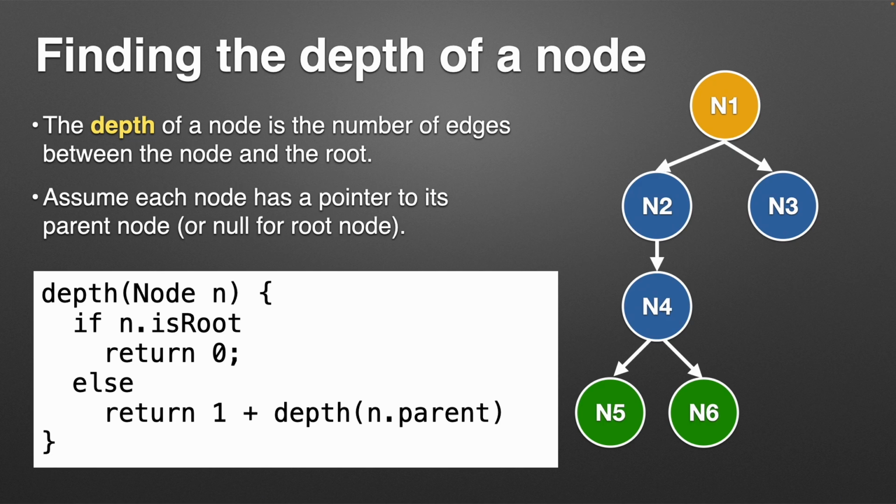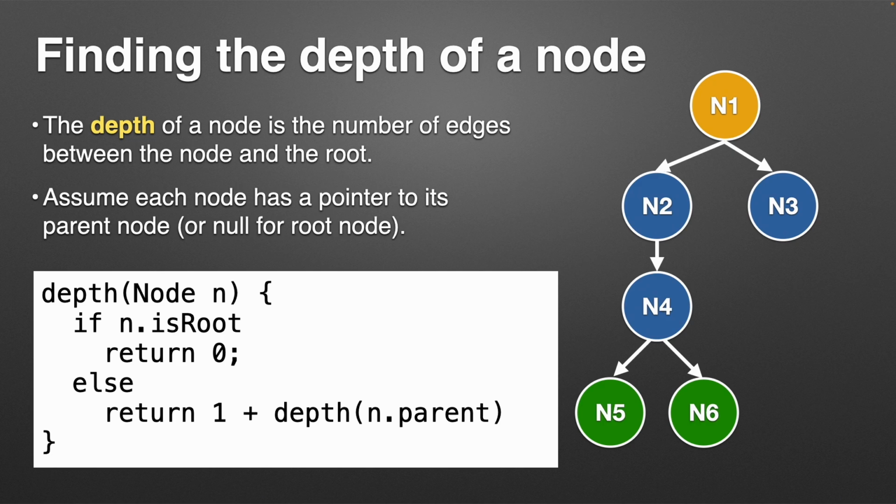But let's assume, and this will be the case for the things we implement, and is the case for most things in a standard library, that for every node, we have a pointer to its parent node, if it has a parent. The only node that doesn't have a parent is the root. In a practical sense, that pointer will probably be null.